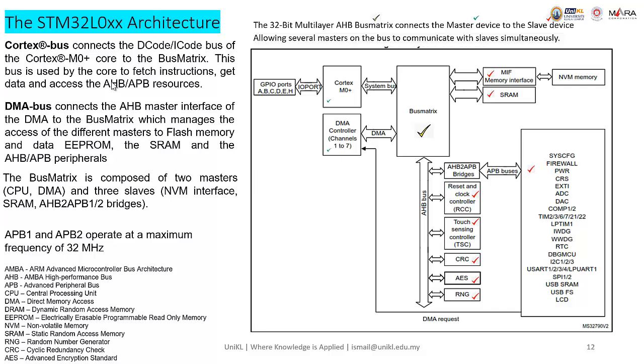The bus matrix is composed of two masters, CPU and DMA, and three slaves: NVM interface, SRAM, AHB and APB1, APB2 bridges. And APB1 and APB2 operate at a maximum frequency of 32 MHz. Remember, this is referring to the STM32 L0xx, right?